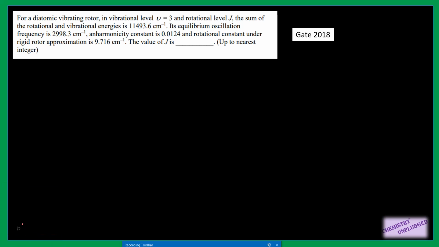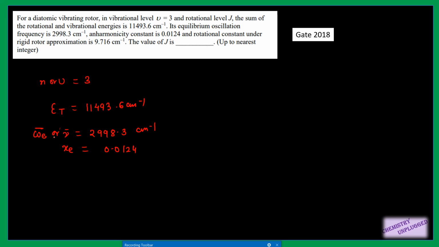So they have written that rotational constant under rigid rotor approximation means we have to consider that there is no change in the B value during the vibrational motion. So what is given is that the n value, this is also denoted by this symbol, is 3, and the total energy is given as 11493.6 centimeter inverse. The value of the equilibrium oscillation frequency, this nu bar, is given, that is 2998.3 centimeter inverse. The anharmonicity constant, that is Xe, is given as 0.0124, and this nu bar, this equilibrium oscillation frequency, can also be given by omega e bar. You can use this symbol also for this. And the rotational constant B is given.